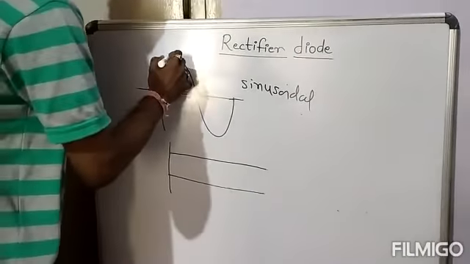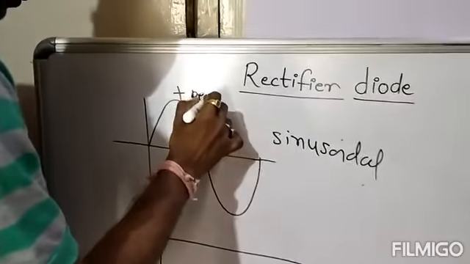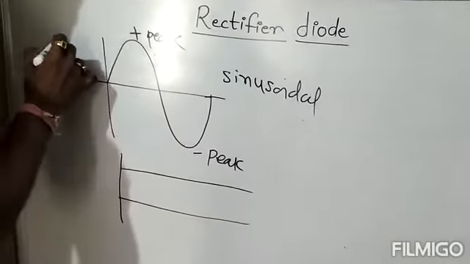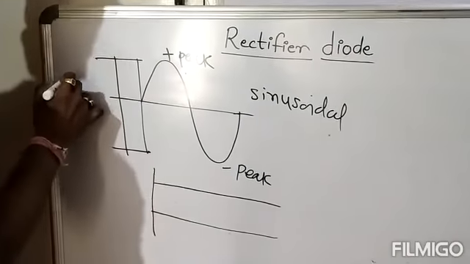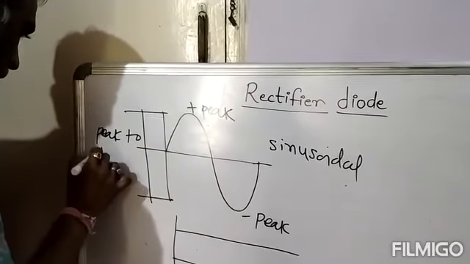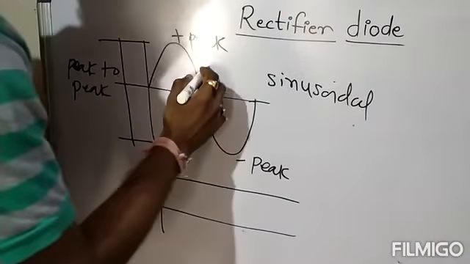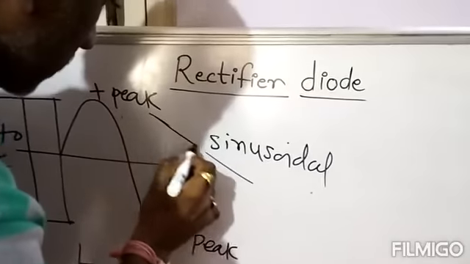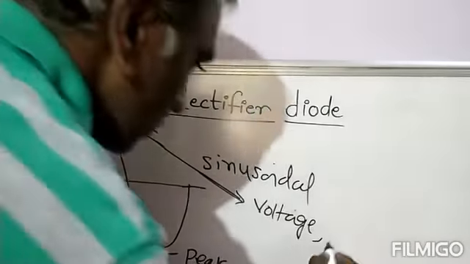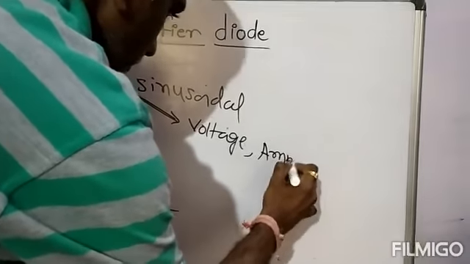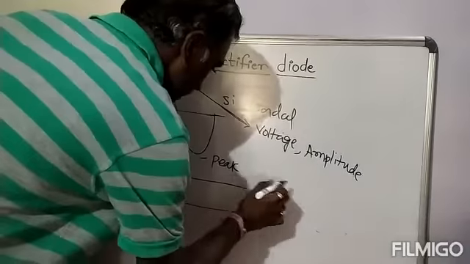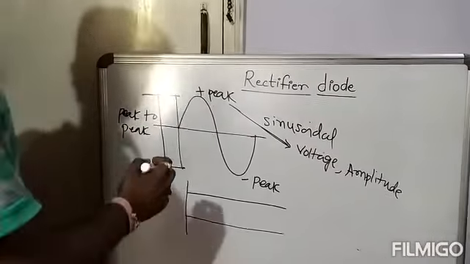This is a positive peak. This is a negative peak. This complete span is called peak to peak. This is also called the voltage, and it can also be called the amplitude. So this is a positive voltage or positive amplitude, and this is a negative peak or negative amplitude.